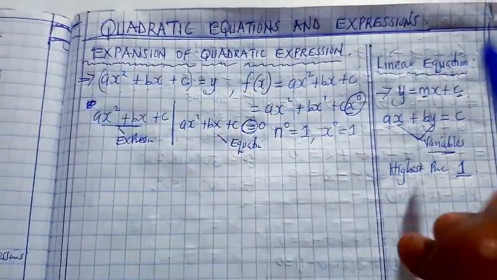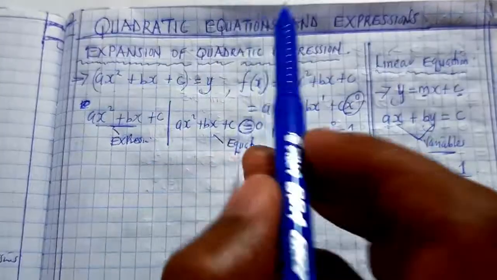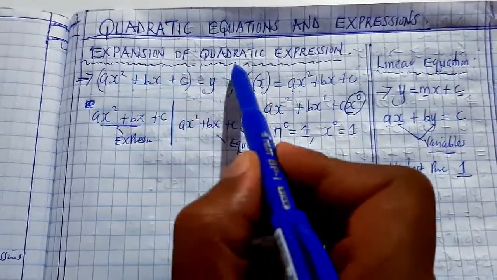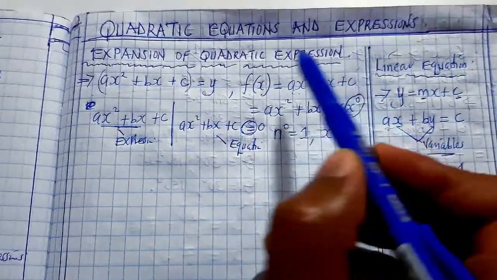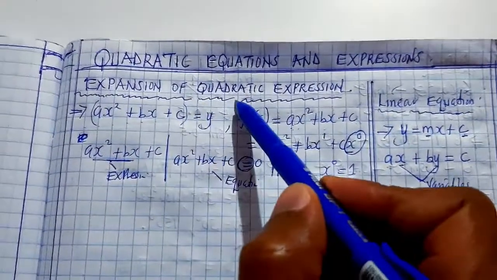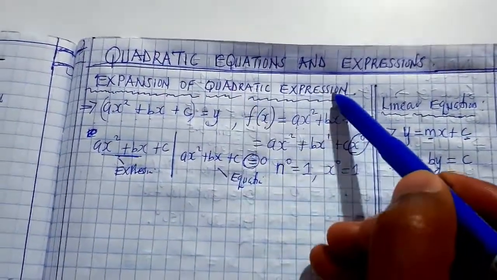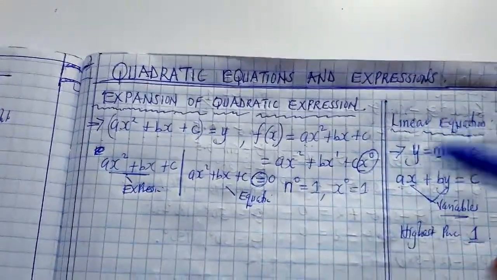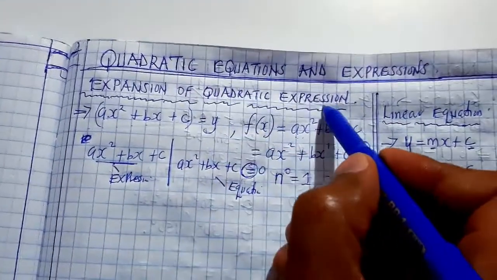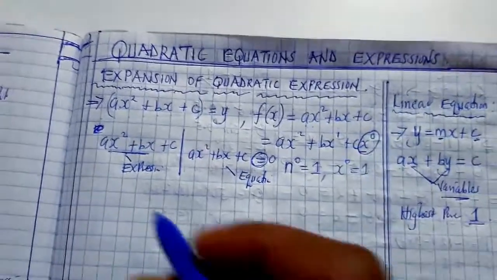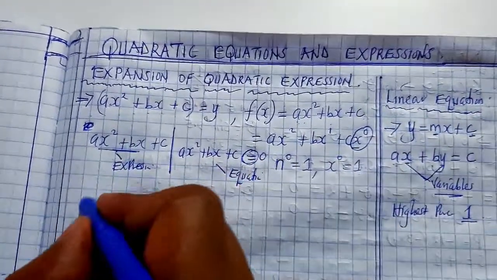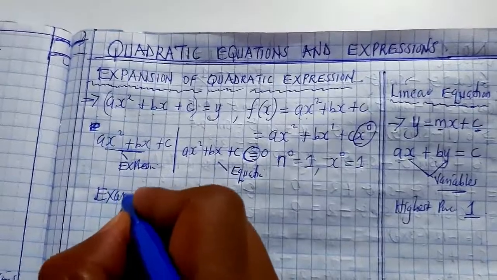So today what we are dealing with is how to perform expansion of a quadratic expression. For us to get a quadratic expression, it must have factors. So when a quadratic expression is written in factor form, for instance, we can have an example here.